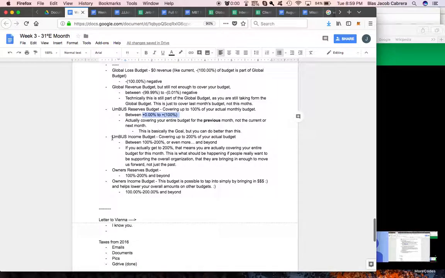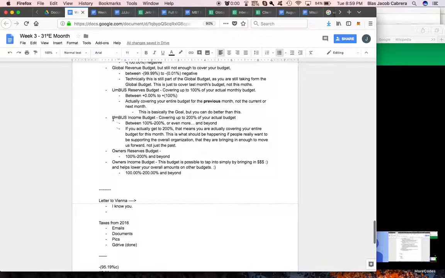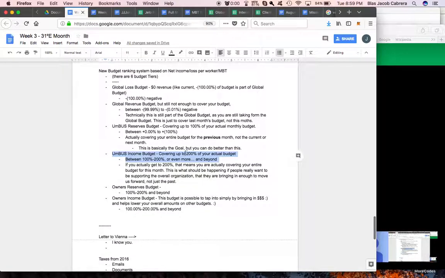Then you have the UmBUS income budget, which means you're not only covering your past budget. The UmBUS reserves budget only covers the previous month. It covers the past. Your goal is to actually bring in income and pay your forward budget for the current budget, as opposed to just the past budget. So this is where your goal is to actually be over 100%. You want to more than cover your budget.